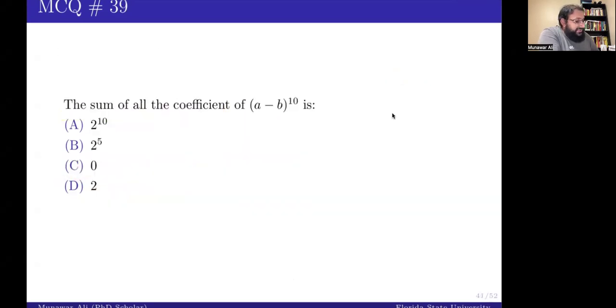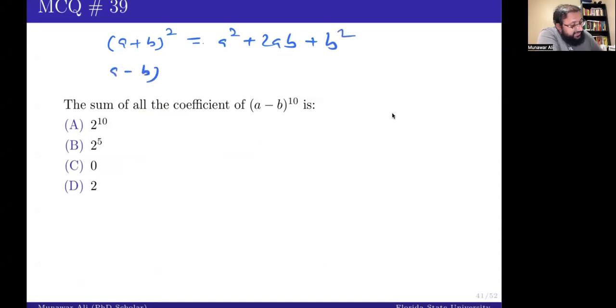So the sum of the coefficients of (a minus b) to the 10. You know very well, if you have something like (a plus b) to the 2, then it is a square plus 2ab plus b square. If you have a minus b, say, a square minus 2ab plus b square. So what are the coefficients? You can see the coefficients are 1, 2, 1, and 1, minus 2, 1.